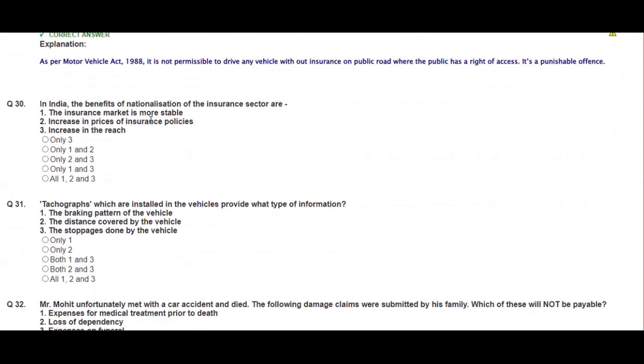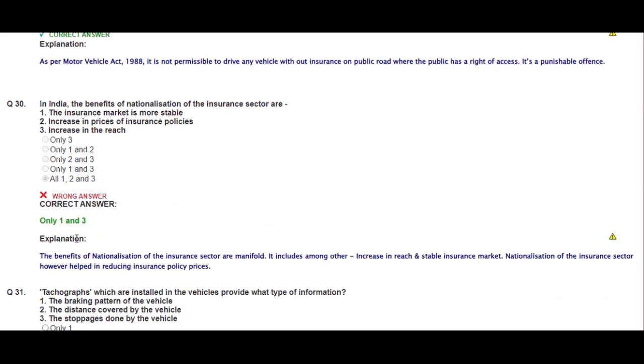In India, the benefit of nationalization of the insurance sector: the insurance market is more stable, increase in the price of insurance policies, increase in reach. Wrong. Options 1 and 3. Increase in the price of insurance is wrong, because the answer is only 1 and 3. Benefits of the insurance sector being nationalized: the insurance market is more stable and it will increase the reach. It will reach all states.